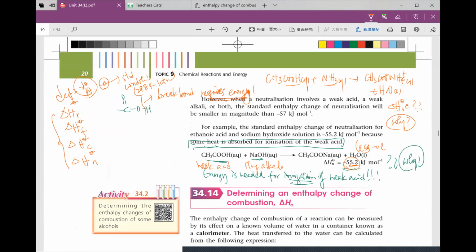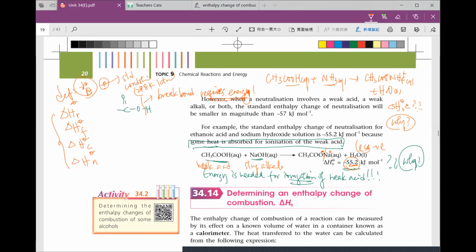At the same time, you will see this information. We have ethanoic acid and NaOH forming sodium ethanoate. Now, this one is not purely organic, okay? We have an organic salt, so it's not just covalent bonds. We have an ionic bond between the two species, and 1 mole of H2O. But the neutralization is minus 55.2 kilojoule per mole. Why? This is what I would like to show from last night.